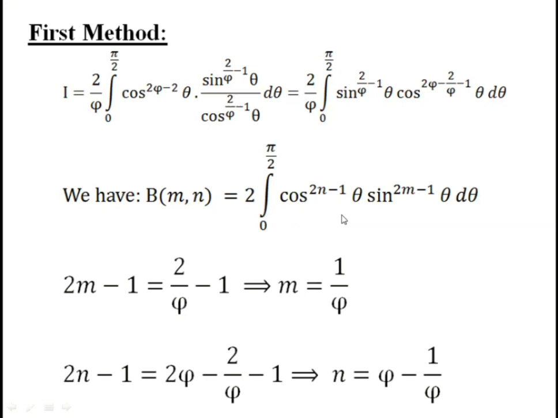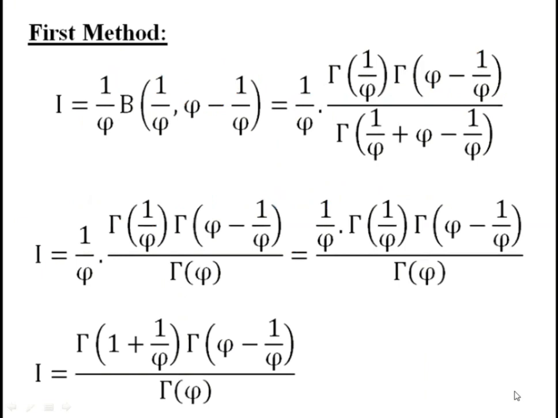Similarly, for the power of cosine, 2n minus 1 equals this term, 2 phi minus 2 over 5 minus 1. After simplification, we can write n equals phi minus 1 over phi. So I becomes 1 over phi multiplied by this term, which is equal to beta of (m,n), where m is 1 over phi and n equals phi minus 1 over phi. So we can write I equals 1 over phi beta of 1 over phi and phi minus 1 over phi.